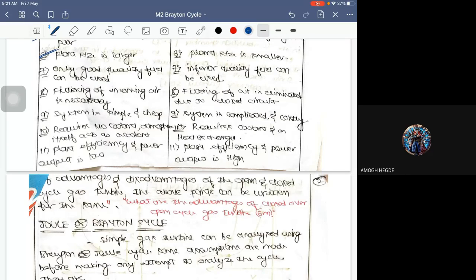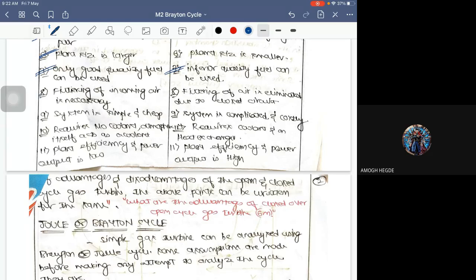Next point. Only good quality fuel can be used here. Here, inferior quality fuel can also be used. I think it is self-explanatory.